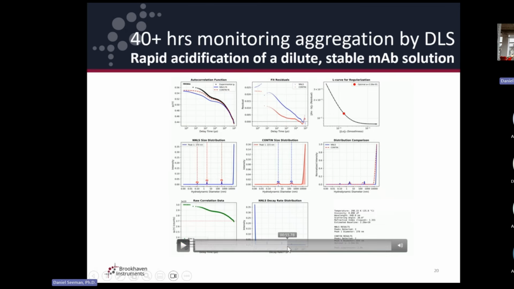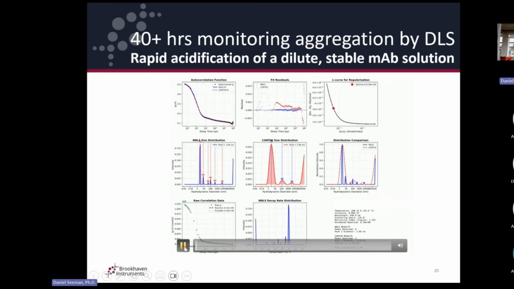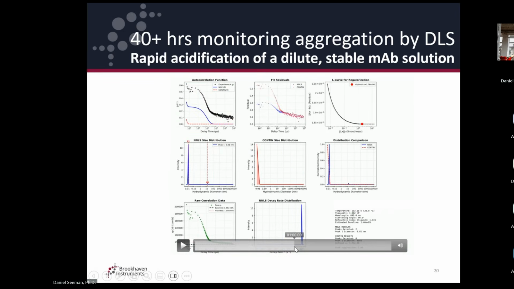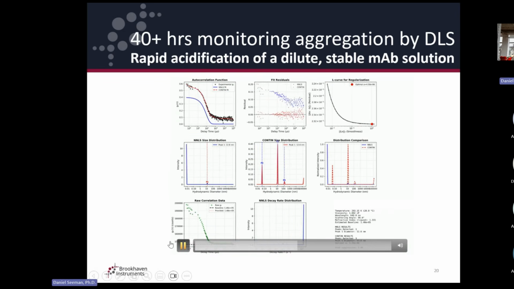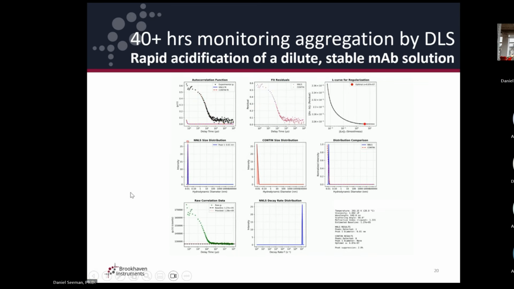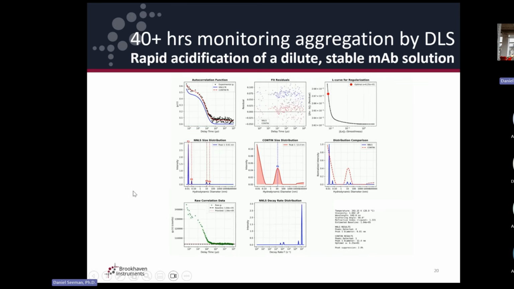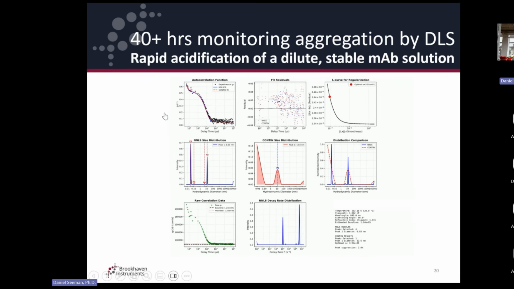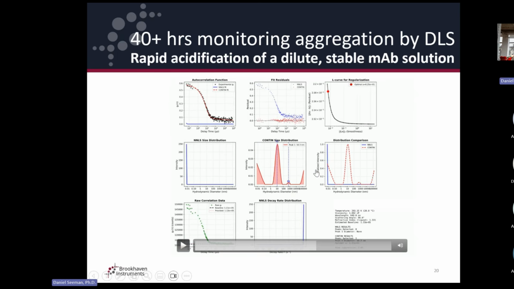So we look at some of the time-dependent data. Looking at a single time point post-acidification gives us some information. But if we acidify the sample and then collect data continuously over the course of 2 days, we can see that initially you start to form large aggregates. You almost immediately start seeing multiple peaks on an intensity basis.